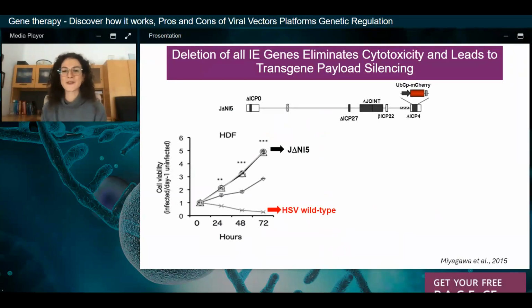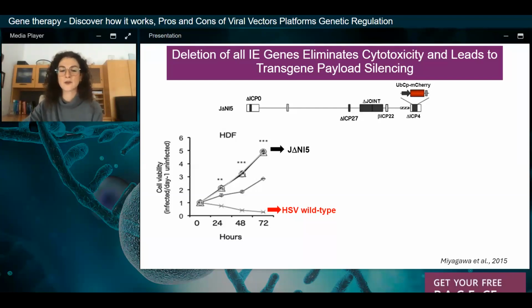Here I'm showing on the top one of the first vectors created, JDNI5. It is a replication defective vector, and it has deleted ICP0, ICP27, and the joint region, allowing for a payload capacity of about 40 kb. ICP22 is converted to early expression kinetics, and ICP4 is deleted and substituted with a reporter gene. In this case, it is a ubiquitin C promoter driving mCherry.